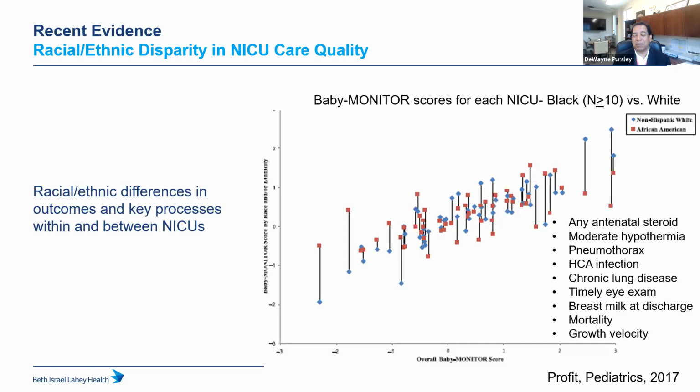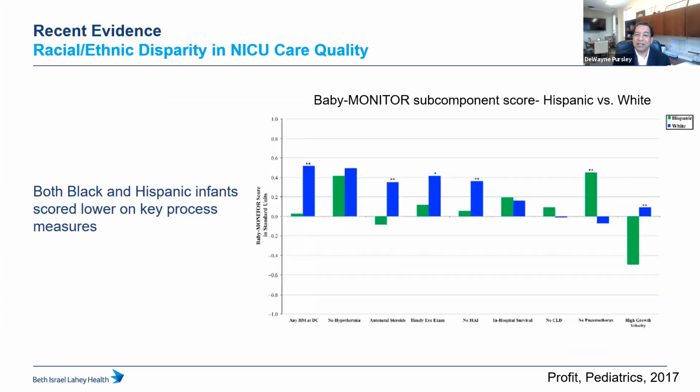Here, higher scores are better. The blue dots are non-Hispanic white and the red dots are non-Hispanic Black. Again, this occurred both between and within NICUs. Next slide, please. Relative to white infants, Black and Hispanic infants scored lower on these practice and potentially modifiable outcomes.